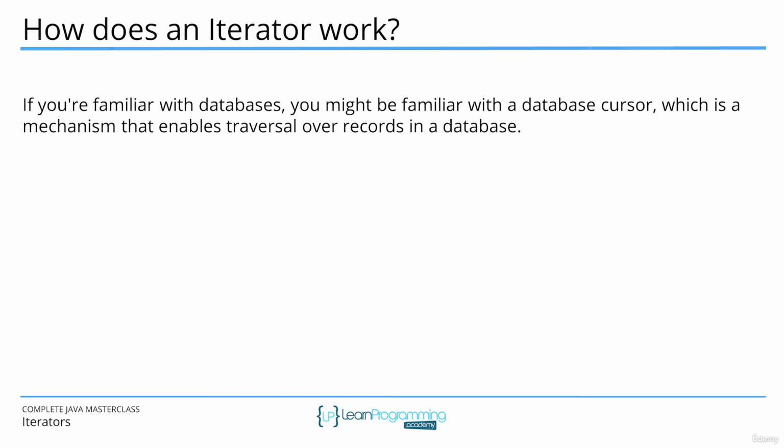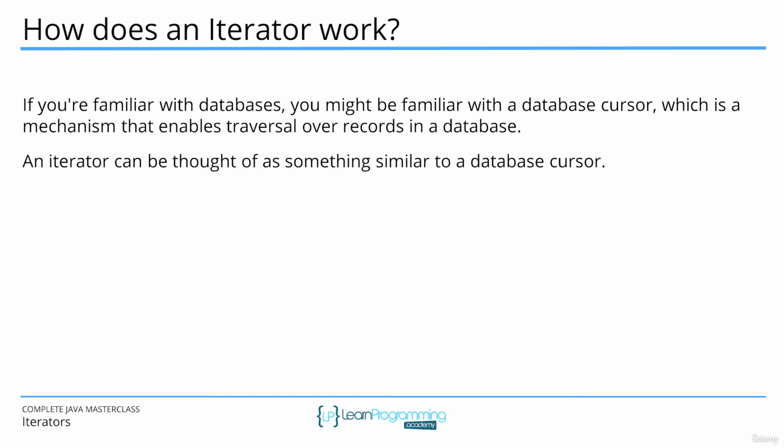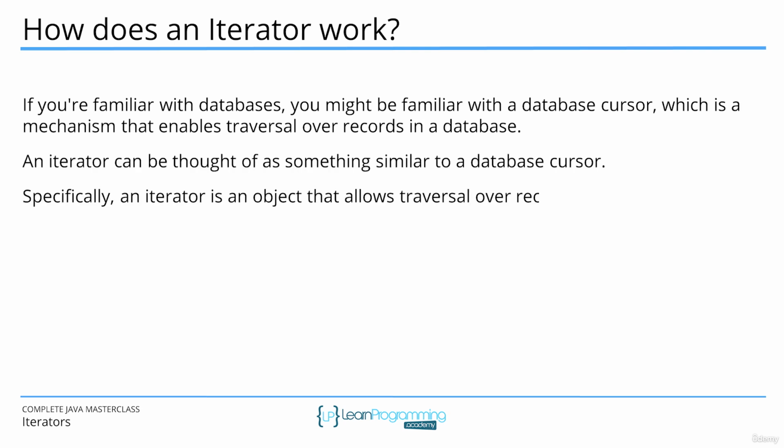If you're familiar with databases, you might be familiar with a database cursor, which is a mechanism that enables traversal over records in a database. An iterator can be thought of as something similar to a database cursor. Specifically, an iterator is an object that allows traversal over records in a collection.